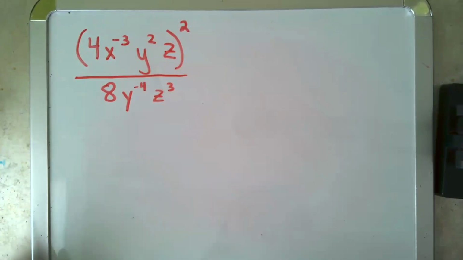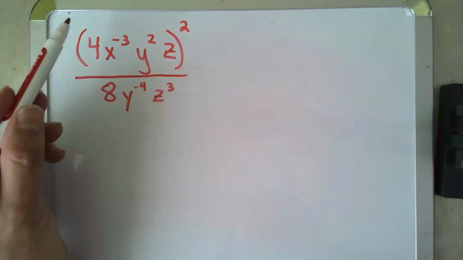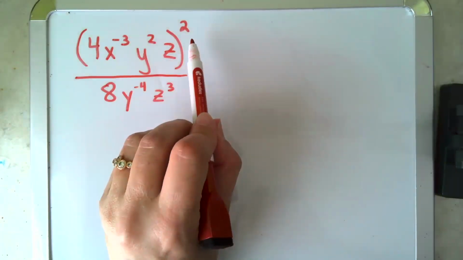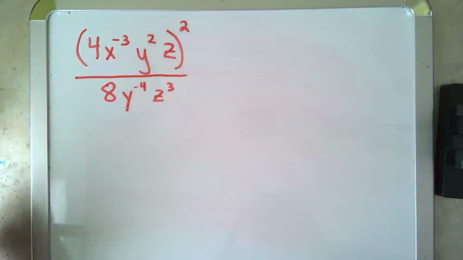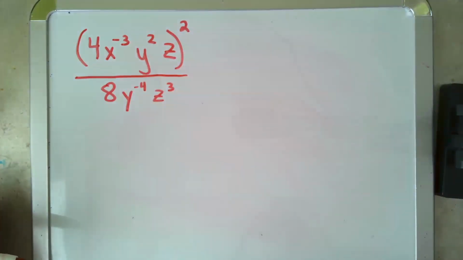All right, you ready for a thorough exponent review? The first thing we'll want to do is get rid of these parentheses by distributing this squared into each and every element of the numerator. So let's take a look at how that goes.